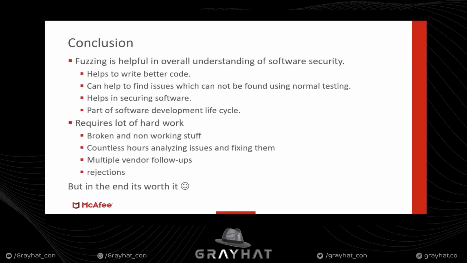Fuzzing is helpful in the overall understanding of software security. It can help you write better code. It can also help find issues which cannot be found using normal testing. Fuzzing can help in securing software, and fuzzing should be part of the software development lifecycle. But fuzzing requires a lot of hard work. Sometimes you get broken and non-working stuff, and you need to spend countless hours analyzing issues and fixing them.